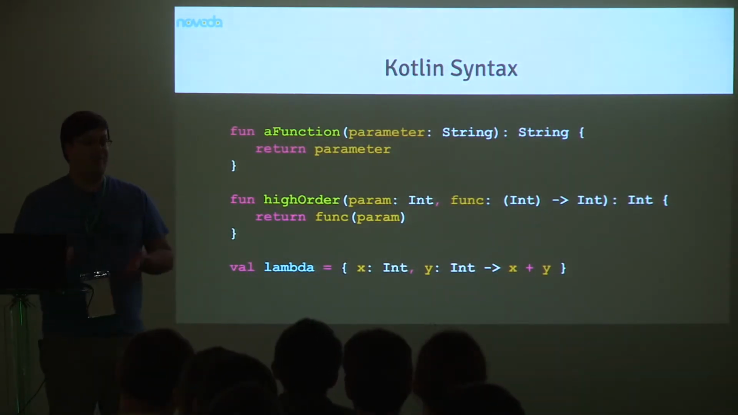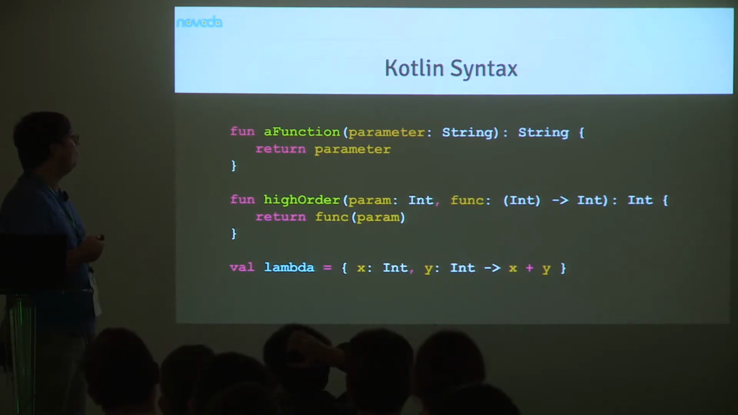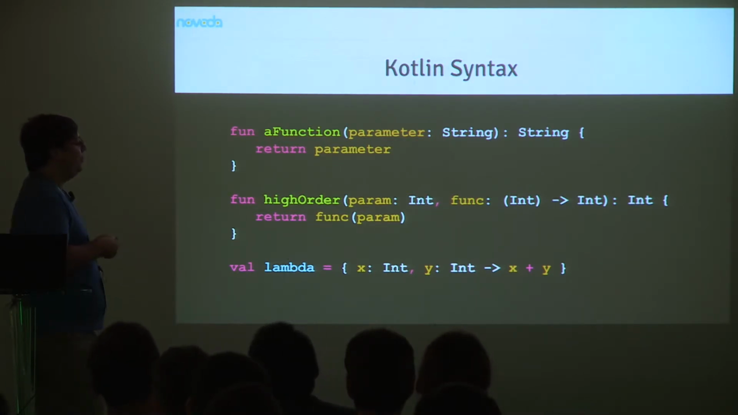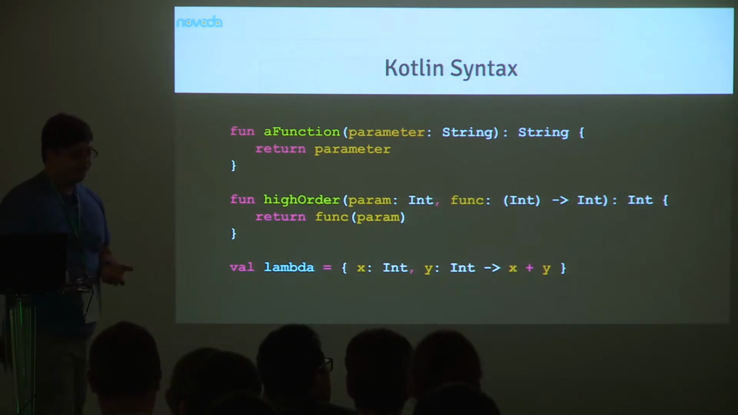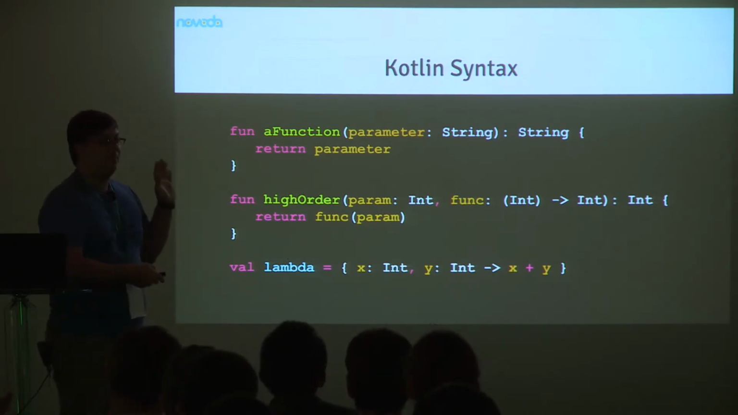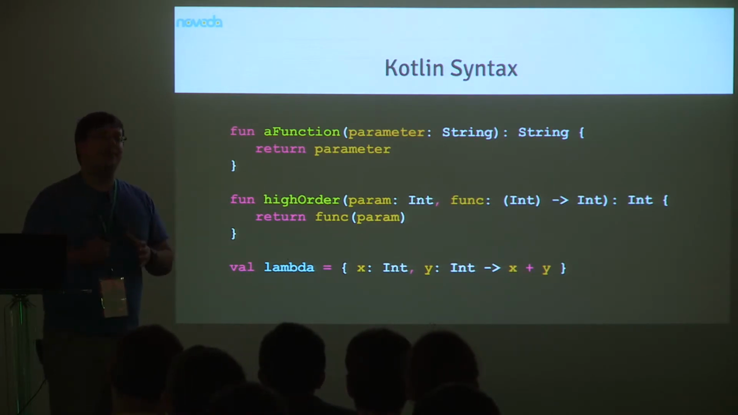So if you haven't been to the Kotlin talks before, this is a quick walkthrough of the Kotlin syntax. The first one is a function that takes a string and returns a string. The second function is a function that takes 2 parameters. The first one is an int, and the second one is a function that takes an int and returns an int, and the whole function returns an int itself. And the last one is an example of a lambda declaration. So it's an anonymous function that takes in here 2 ints and sums them up. This is basically as far as you need to know about Kotlin to follow through the rest of the talk. It's just going to be mainly focused on the basics of the paradigms and the concepts, not about Kotlin itself.